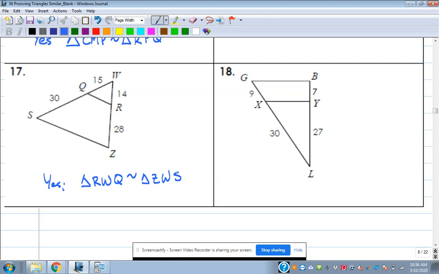Okay. What about 18? The ratios aren't right. 30 over 39 is not the same as 27 over 34. Makes sense to me. Not similar.